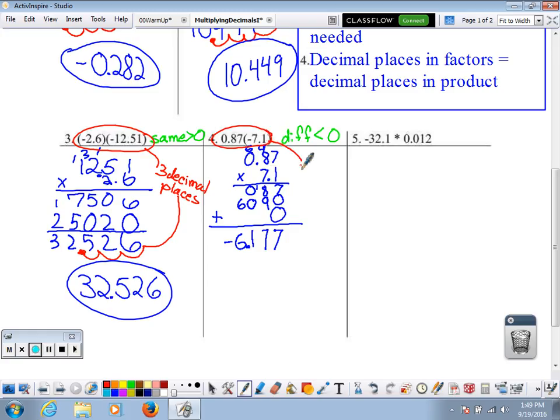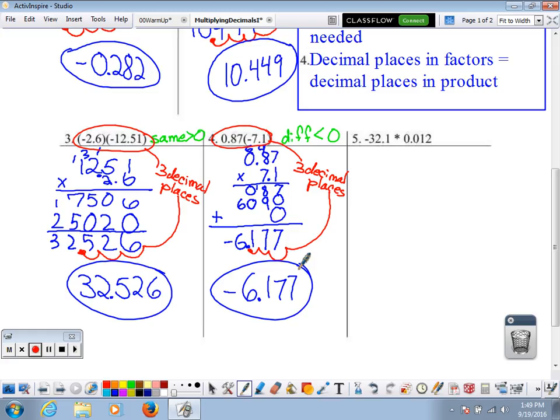Now, right here, okay, we have 3 decimal places in our factors, which means we need 1, 2, 3 decimal places in our product. So, Katie finished it off with negative 6.177. Okay, one of our factors had different signs, which meant that their product was going to be negative. Okay?